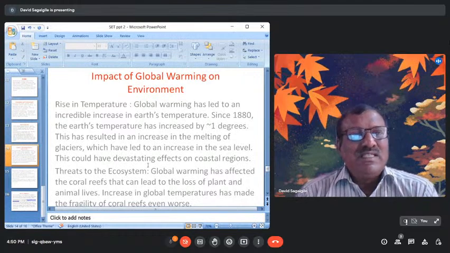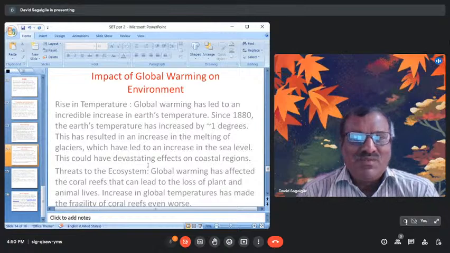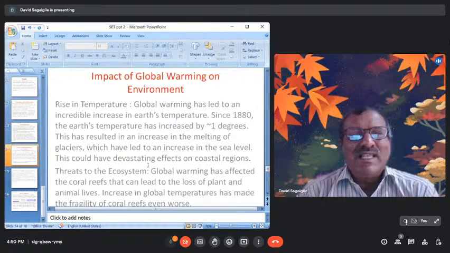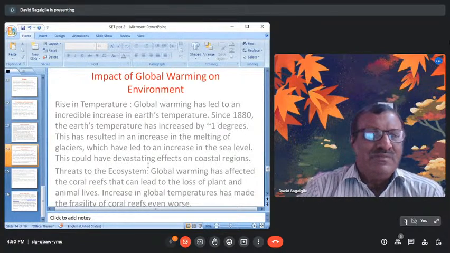So this is leading to the melting of the glaciers. The glaciers are the source of fresh water on the Earth. And if this fresh water melts away and goes into the sea, then the salinity of the sea will also decrease. The saltiness of the sea will decrease, and it will cause a lot of problems for the aquatic life in that particular sea.